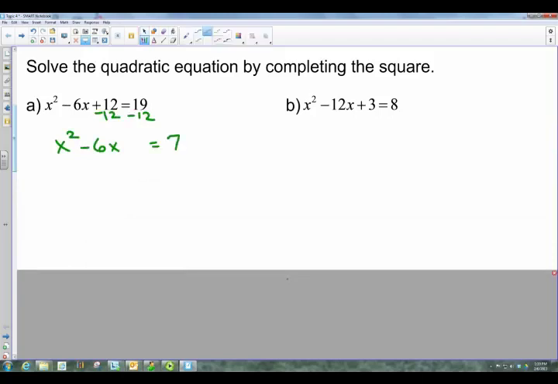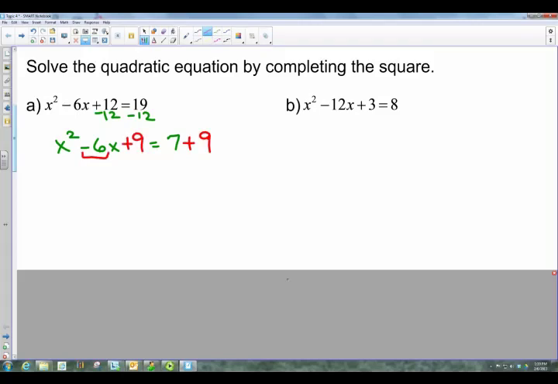Now notice I left a spot here. This is where I add in my next step. So you take half of your b, my b is negative 6, half of that would be negative 3, and you square it. So negative 3 squared is positive 9, and that number will always be positive because you're squaring it, and you add that to both sides.